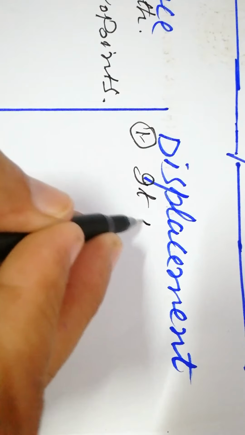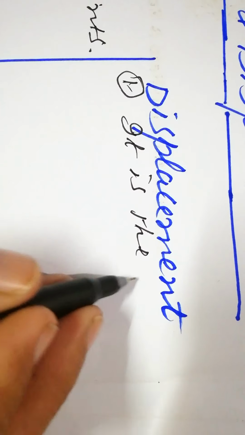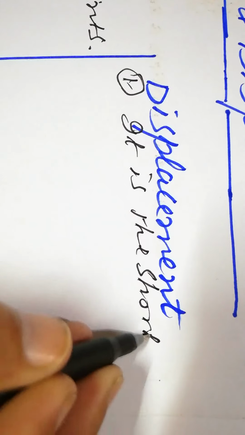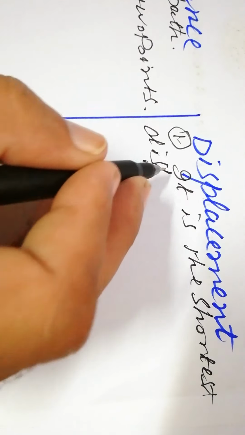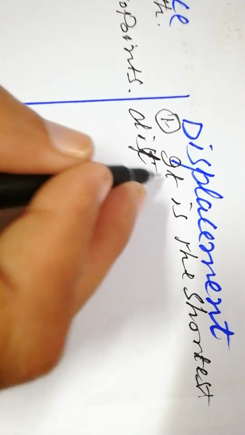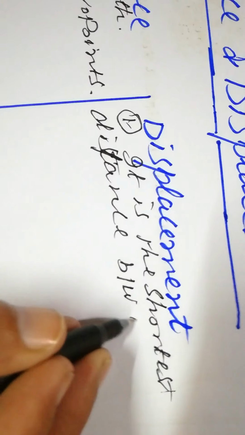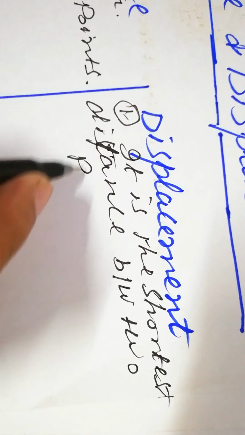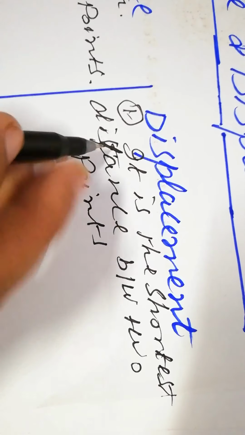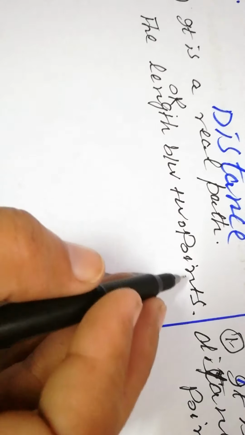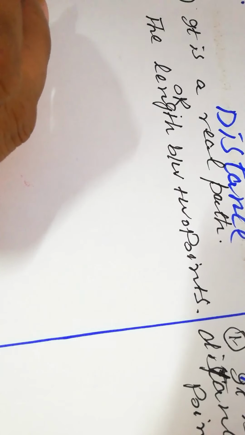And on the other side we have the displacement. It is the shortest distance between 2 points, and it is named as displacement. Or it's the length between 2 points that is named as distance.